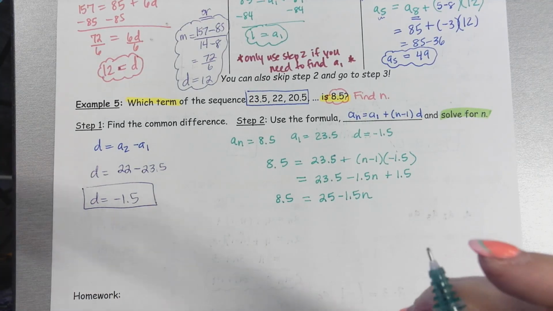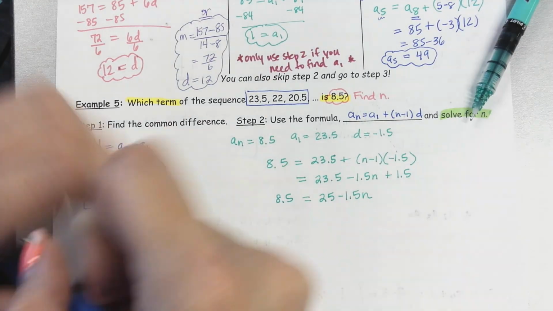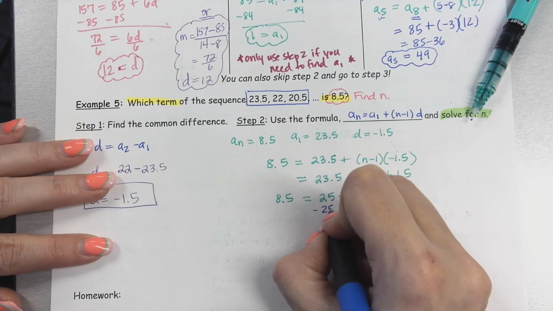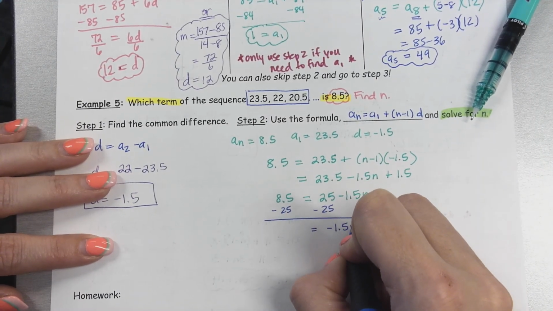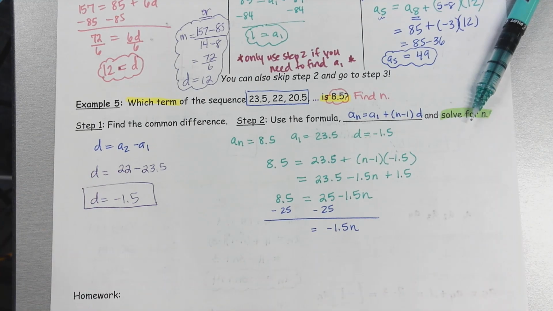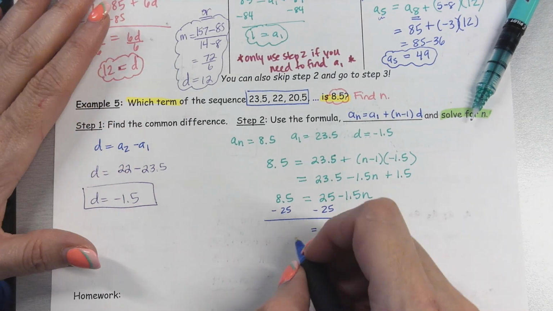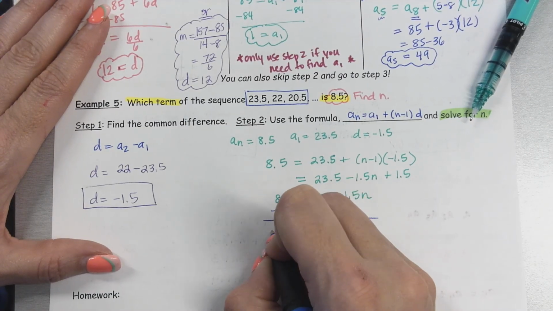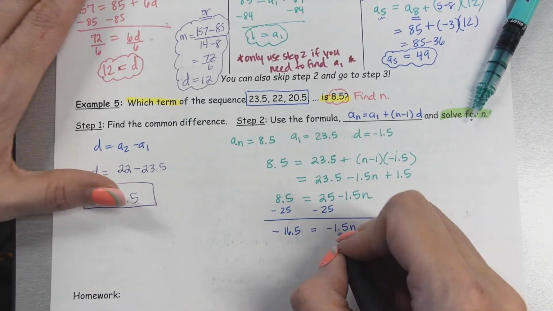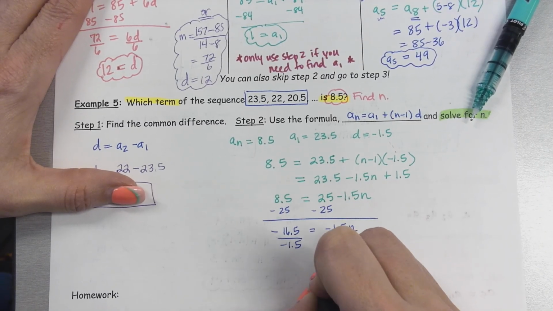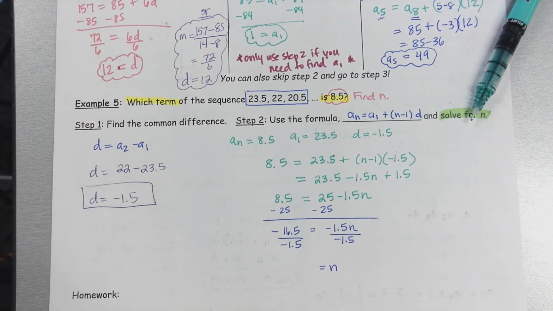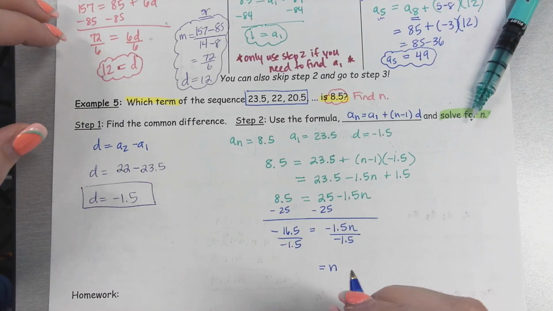And then this is just a linear equation that we're going to solve. Okay, so we're going to subtract 25 from both sides. Okay, and the difference between 25 and 8.5 is 16.5, so this will be negative. And then we divide. Alright, and then Cedric, what'd you get for your final value for n?